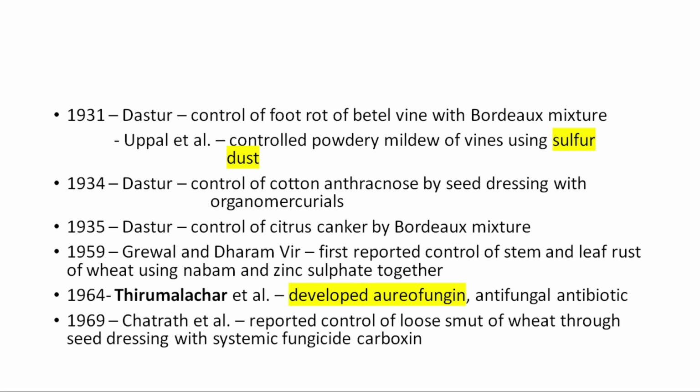In 1969, Chatrath et al. reported control of loose smut of wheat, which is caused by Ustilago tritici. It was controlled by using the systemic fungicide carboxin. Carboxin was the first systemic fungicide, discovered in 1966. So immediately after discovery, we see the use of the fungicide in India in the year 1969.